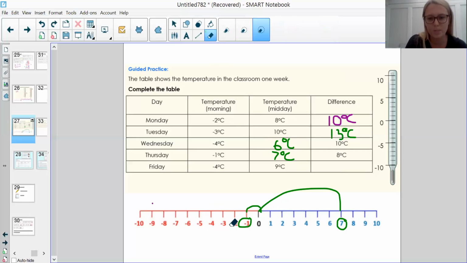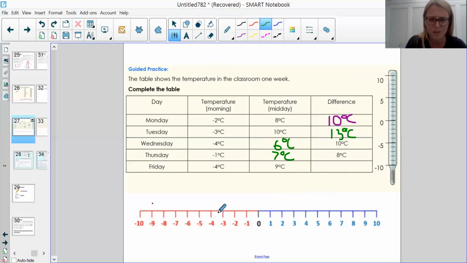Okay, then the last one, we have been given the morning and midday temperature, but we want to work out the difference again. So I'm going to circle the morning and midday. So morning it's -4 and midday is 9 degrees. So we want to work out the difference. So I'm going to use that 0 as my point to jump up twice and then add the differences. So from -4 to 0, I'm going to add on 4 because I would have made 1, 2, 3, 4 jumps.